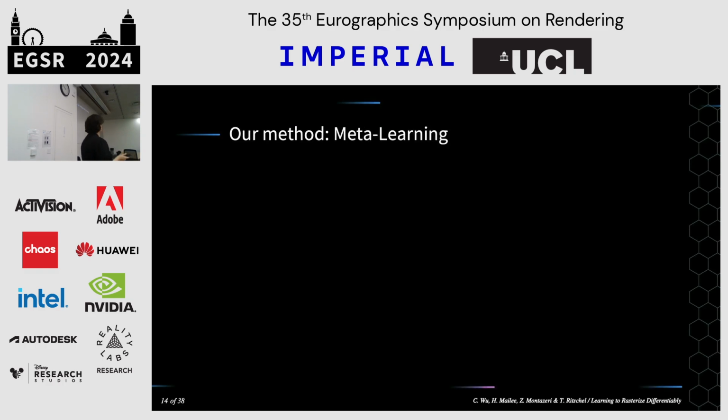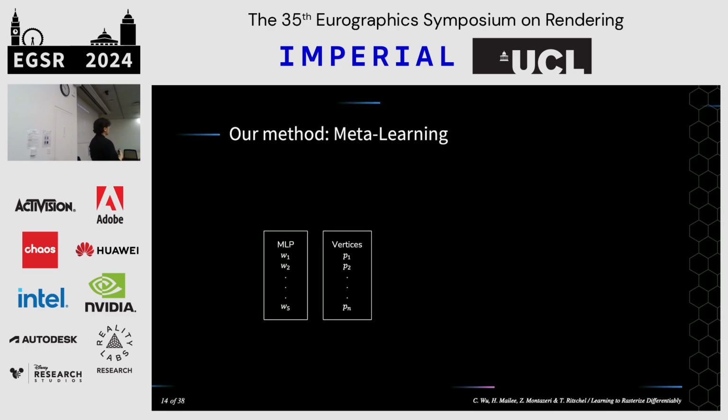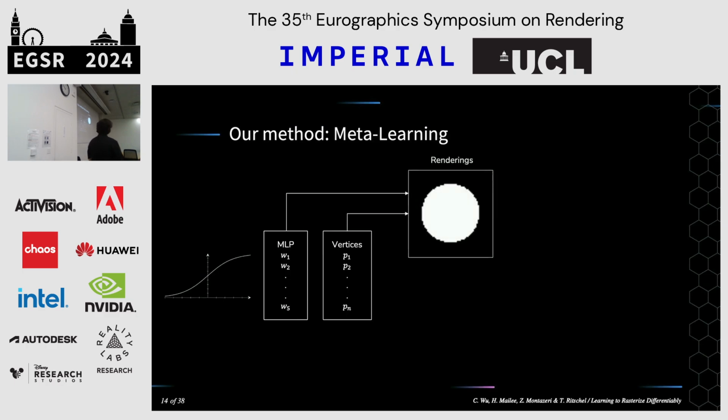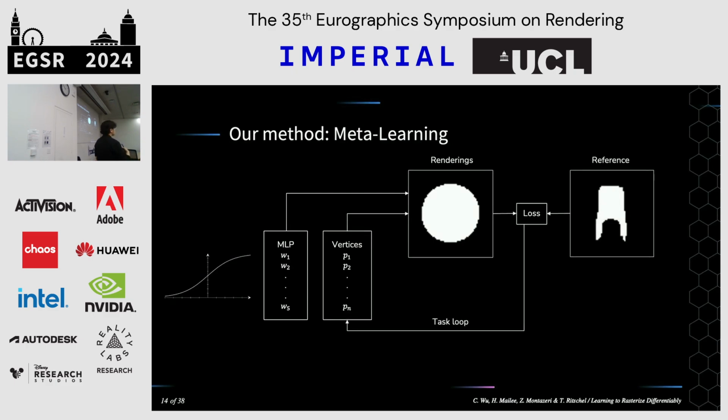And the way that we train our MLP is, take the task of 3D reconstruction as an example. You have some vertices that have to be changed to match a reference image. And we also have the MLP. We first render the image with the vertices using our MLP and compare it to the reference image. By getting the loss, we can update the vertices in a task loop. So the rendered image will match the reference image at the end of the task loop.